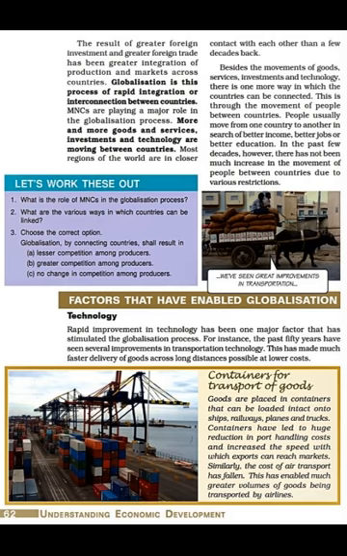So it can be loaded intact onto ships, railways, planes and trucks. Containers have led to a huge reduction in port handling cost. They are more portable and also increase the speed with which exports can reach the market. Similarly, the cost of air transport has reduced. This has enabled a much greater volume of goods being transported by airlines.